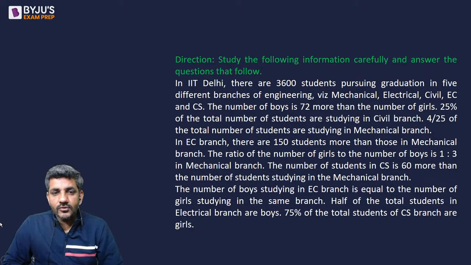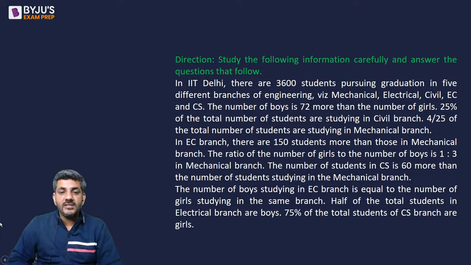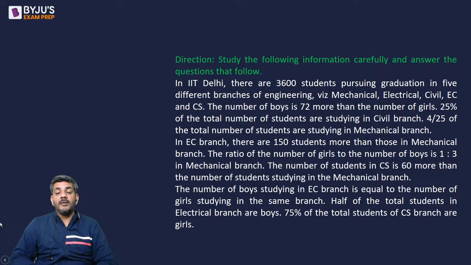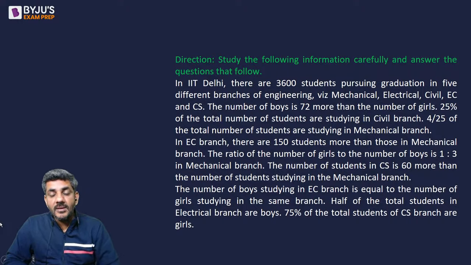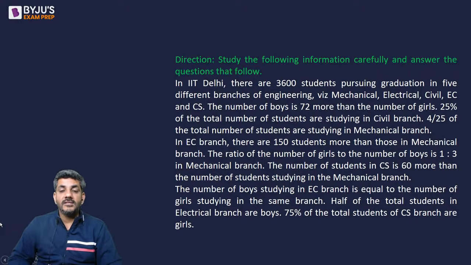The ratio of girls to boys is 1 is to 3 in mechanical. The number of students in CS is 60 more than students in mechanical. The number of boys studying in EC is equal to number of girls studying in the same branch. Half the total students in electrical branch are boys, and 75% of the total students of CS branch are girls.